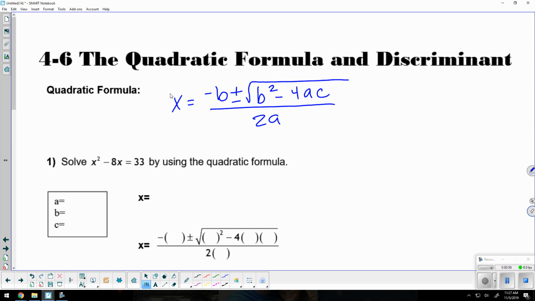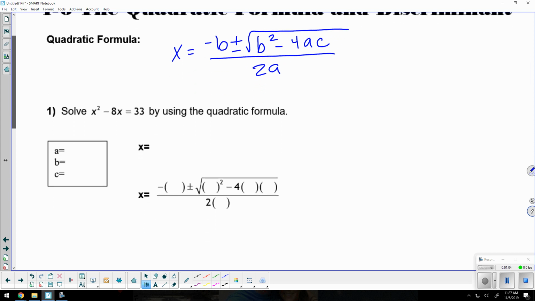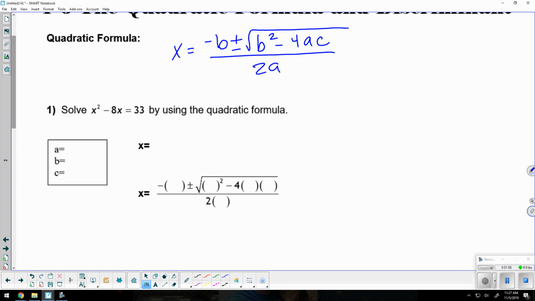Let's start with the first one. We're going to solve this quadratic by using the quadratic formula. But the first thing you must do to properly identify a, b, and c is make sure that it says equals 0. So bring the 33 over to the other side, just subtract it. Our quadratic in standard form would be x squared minus 8x minus 33 equal to 0. Now we can start plugging things in. Our a value is 1, b is negative 8, and c is negative 33.